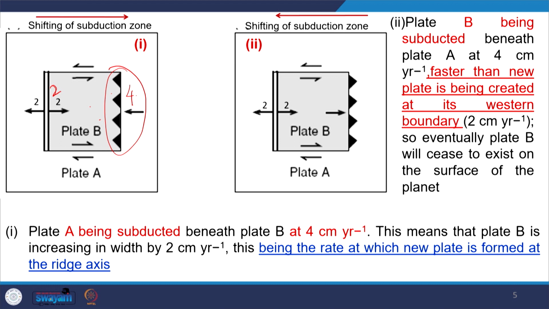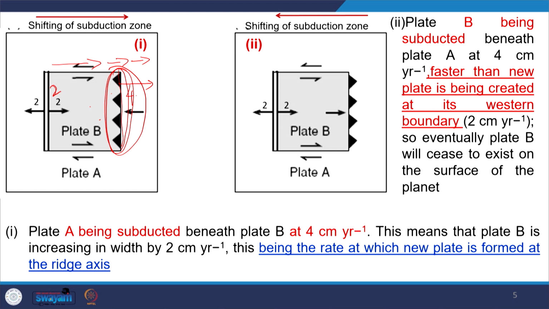If plate B's area is increasing, then with time the subduction zone we constructed earlier shifts as plate B increases its width. That means the subduction zone position is shifting towards the east.